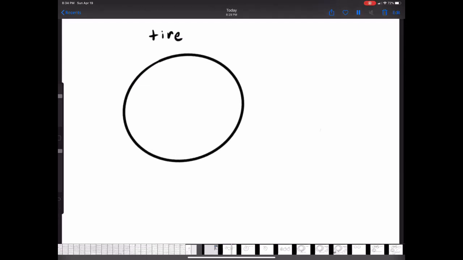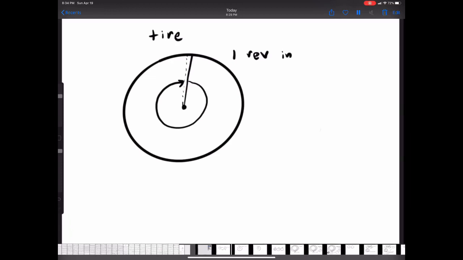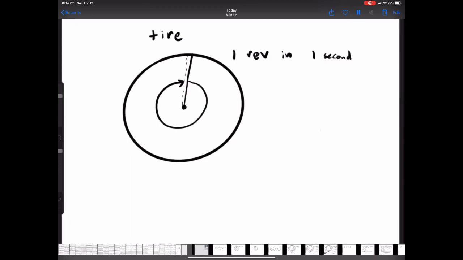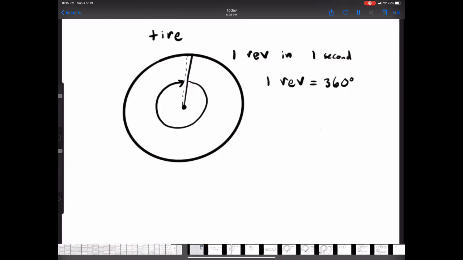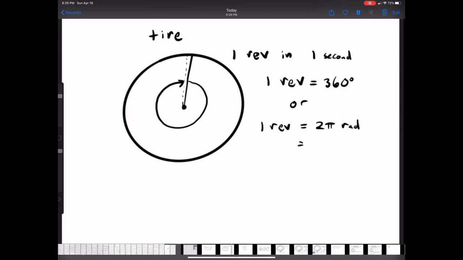Okay, so let's look at our bike tire this time. Now, we're going to say it is going to revolve once in 1 second. So we know it revolves once in 1 second, and we can consider 1 revolution to be 360 degrees. That's just a conversion. Or we can say 1 revolution equals 2 pi radians. Instead of 2 pi radians, we can also just say it's 6.28 radians.